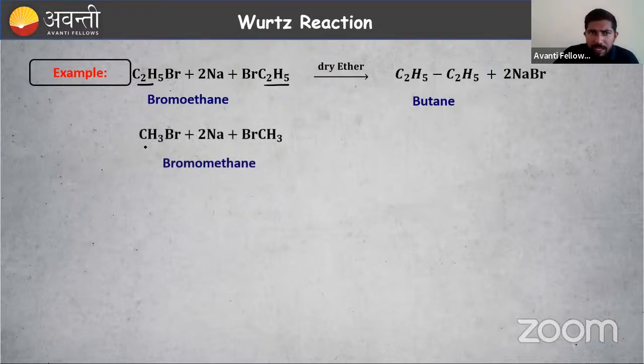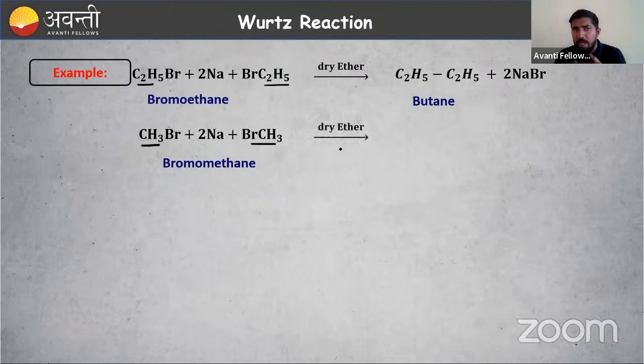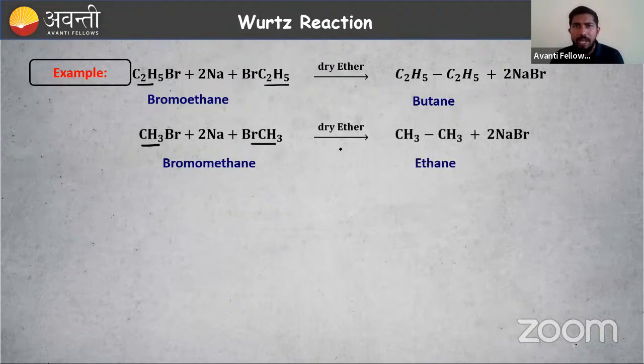What about the second one? Here we have CH3Br, bromomethane. Here also bromomethane. Take the CH3 from here, CH3 from here. Then join them together. Then what is formed? I will get ethane plus 2NaBr. So look here. I'm getting butane. I'm getting ethane. So they contain an even number of carbon atoms.